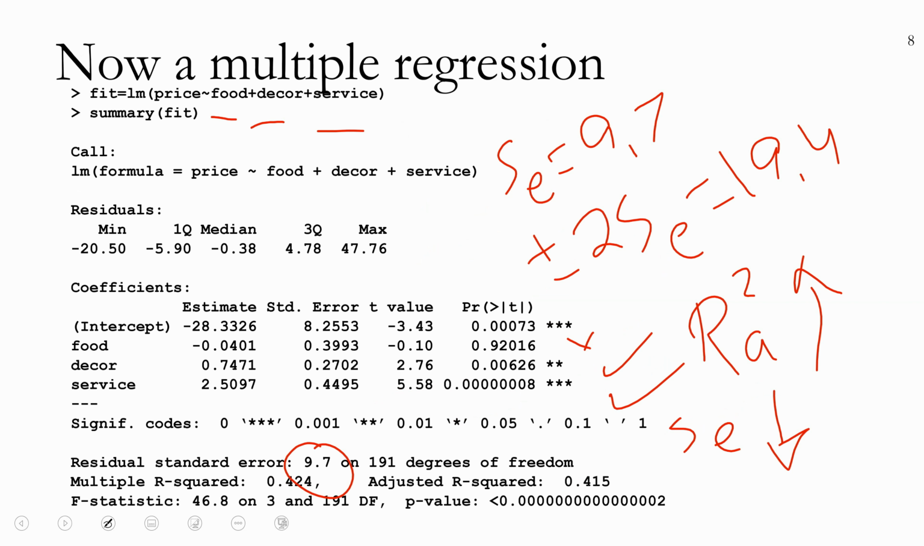So you would drop food, refit. These probably would stay significant. And then that would be the model you use for predictions and your report. So once you have decor and service in the model, food is not needed. And what are we trying to do? We're trying to explain why to the best of our abilities. And what that means is we want S of B to be as low as possible using as few X's as possible. And that's what we have here. We now have a model with two X variables, and we reduced S of B by quite a lot.